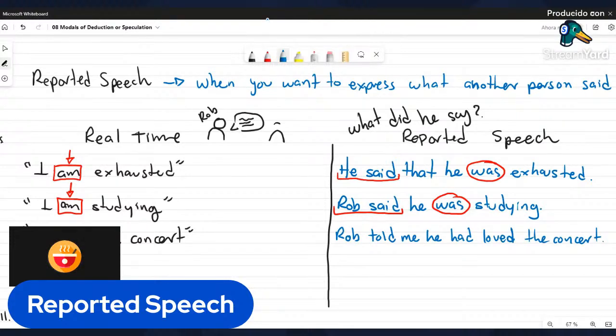We got it. So as you can see here, what happened? It was in past already because the concert already finished. Yes, I love the concert. That's what he said in that moment after the concert. And it says here, Rob told me he had loved the concert. Now I'm using past perfect when it's in past. Yes. Let's give one more example here when about real time.